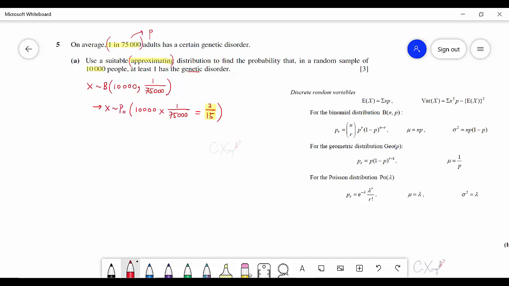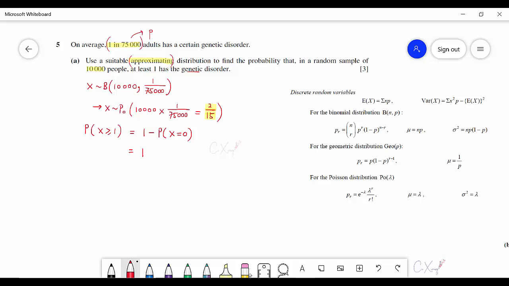So for the probability, they want us to calculate the probability for x greater than or equal to 1. Again, for Poisson distribution, x greater than or equal to 1 means that you start from x equals 1, x equals 2, and then x equals infinity. Right, which is impossible for us to get an answer. Therefore, we have to take 1 minus x smaller than 1. So x smaller than 1 includes x equals 0 only.